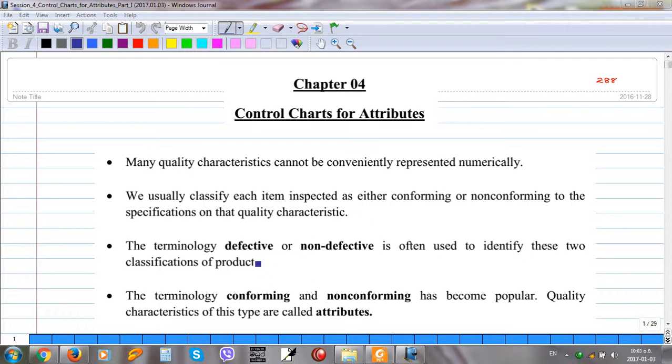So we divide the product into two groups, defectives and non-defectives, and the terminology conforming and non-conforming has become popular. Such quality characteristics are called attributes. So attributes are classified as conforming and non-conforming. We can understand them one by one through examples.